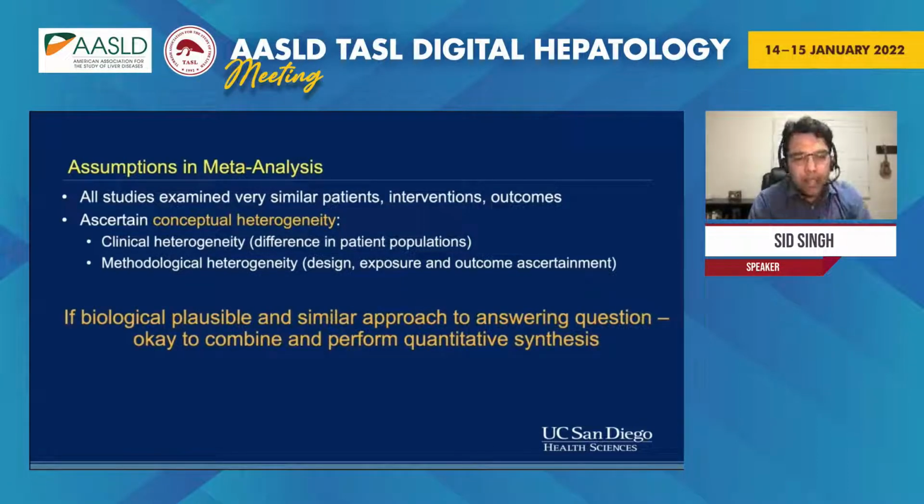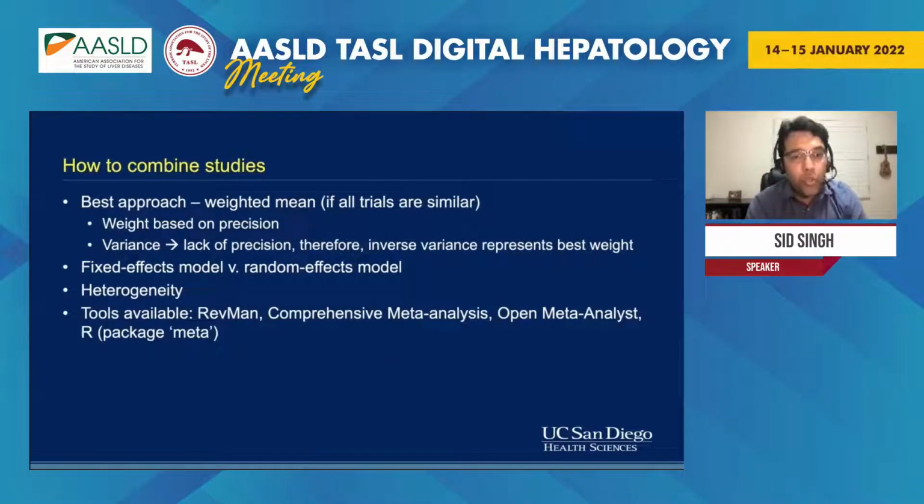Again, like I said, if this is biologically plausible and there's a similar approach in these studies to answering the question, it may be okay to combine and perform a quantitative synthesis, or at least when thinking about developing the protocol. How do we combine these different studies? The best approach is to use a weighted mean if all of the trials are very similar to each other. The weight is based on precision, and variance is a lack of precision, and hence an inverse variance represents the best weight. This is fundamentally the concept of a fixed effects model.